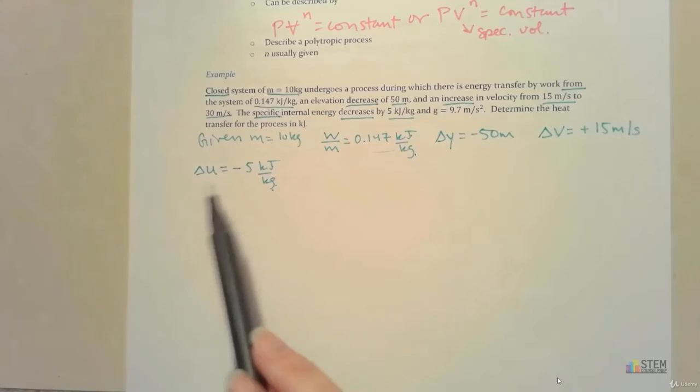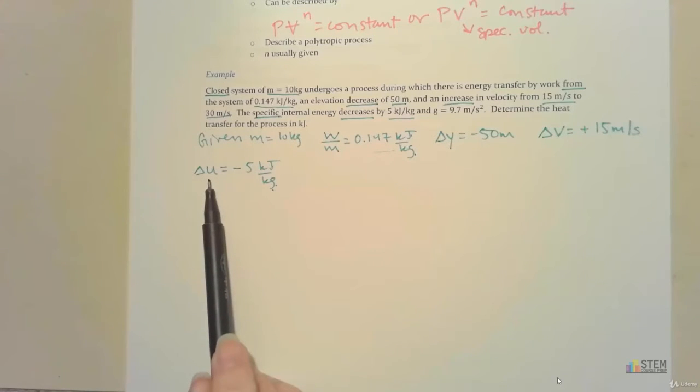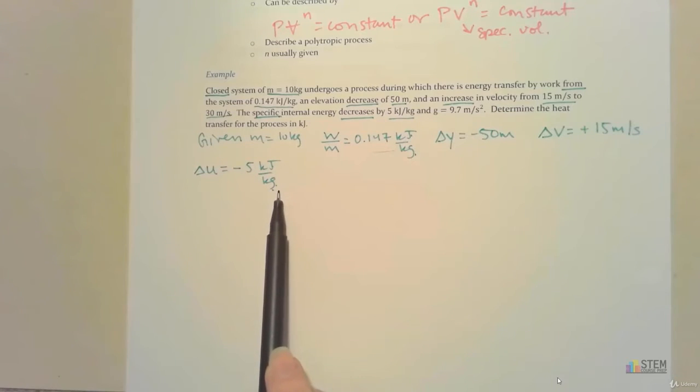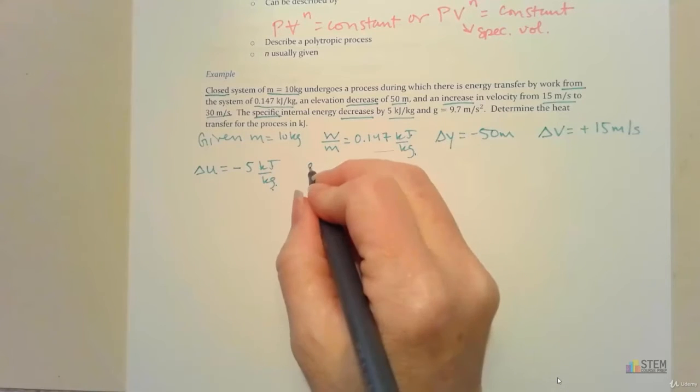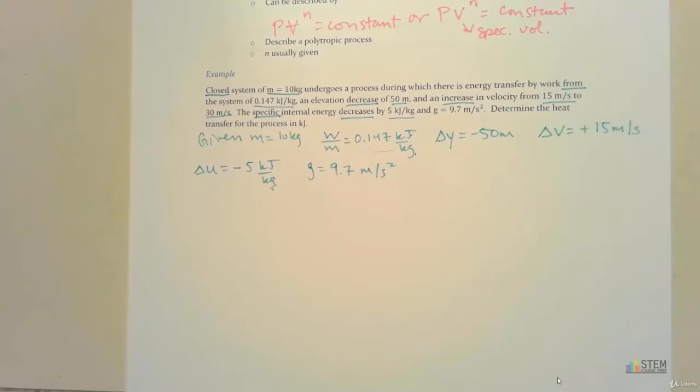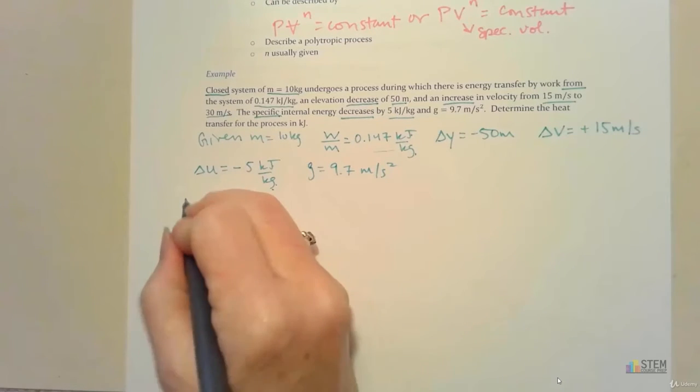That's all specific means, and typically when we have a specific term like this, we're going to use lowercase letters. So a little u will indicate to you that the units have kilograms, or a unit of mass, in the denominator. So make sure you distinguish between capital U and little u in your notes, because it will matter based on your units. Gravity is going to be 9.7 meters per second squared. What we want to do is find Q.